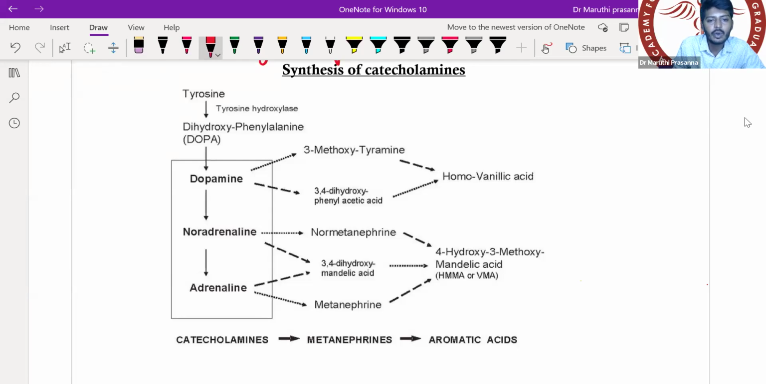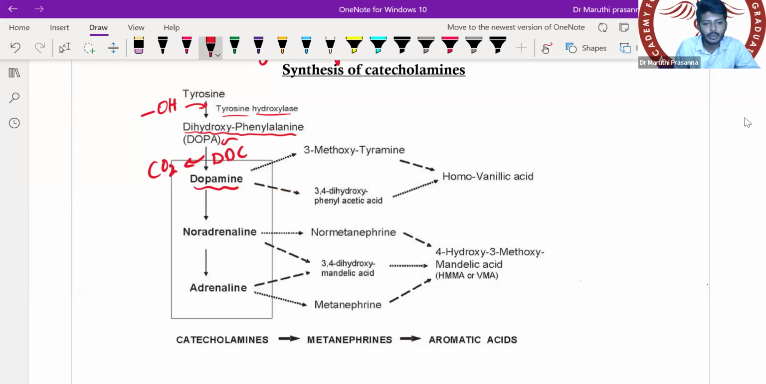Tyrosine undergoes hydroxylation, adding of the OH group, with the help of an enzyme called tyrosine hydroxylase. We get DOPA, dihydroxyphenylalanine. That DOPA undergoes one reaction, removal of carbon dioxide, with the help of an enzyme called dopa decarboxylase. It will give rise to dopamine.